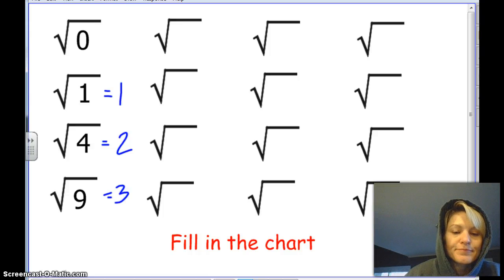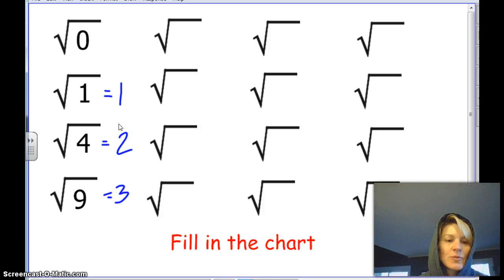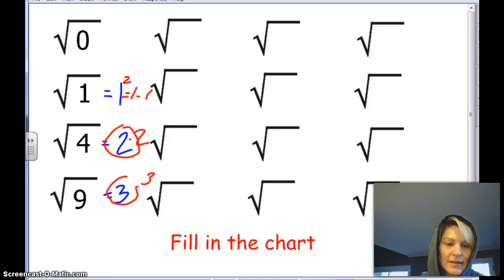So we have perfect squares, just for a quick review, right? A perfect square is where if you have the square of a number, which is 1 times 1, the square root is 1. 2 times 2 is 4, so the square root of 4 is 2, right? 3 times 3 is 9, so the square root of 9 is 3. So these are called perfect squares. A perfect square is when you get a nice whole number as your answer.